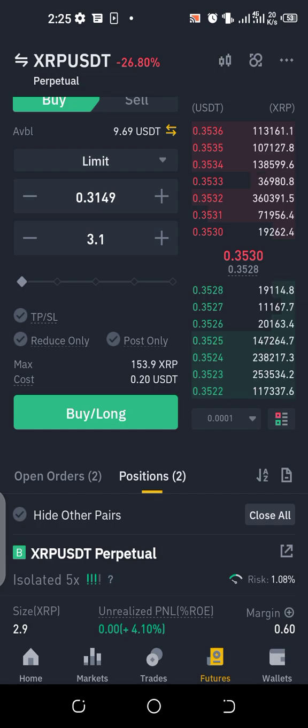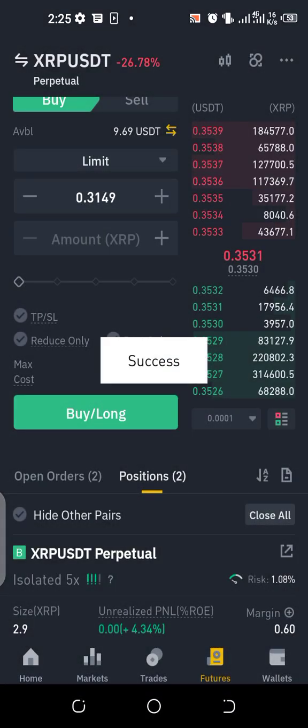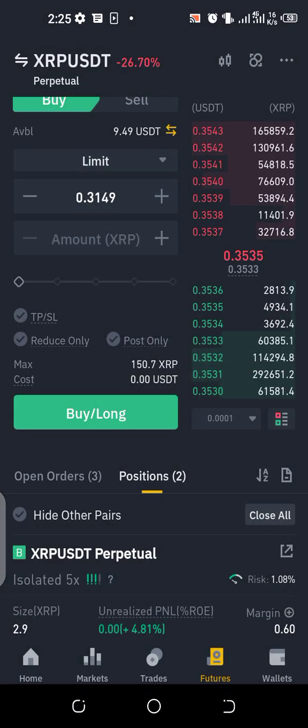But unfortunately, because of the new rules, it says you can't place that kind of order, so it has to be a little bit more. So let's add something to it. Alright, so placed for 0.21 USDT or 0.1 USDT at that price.